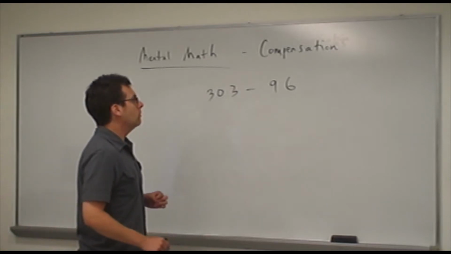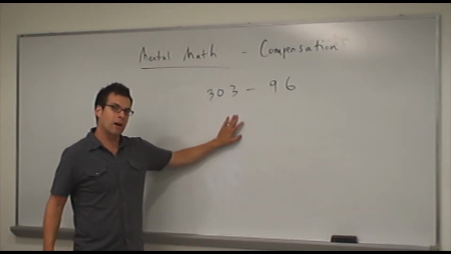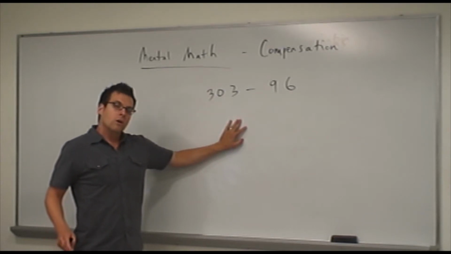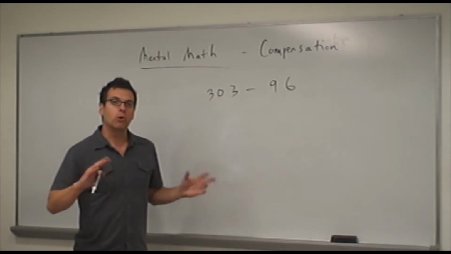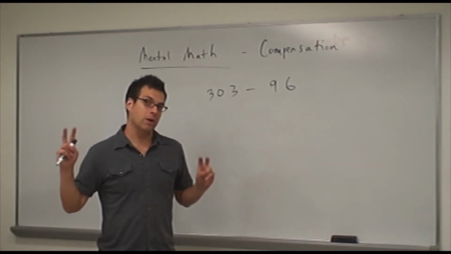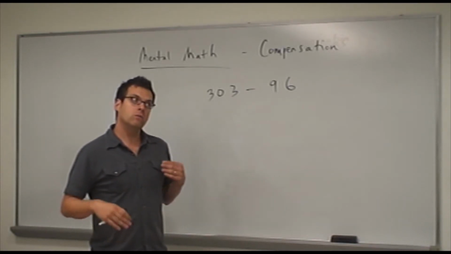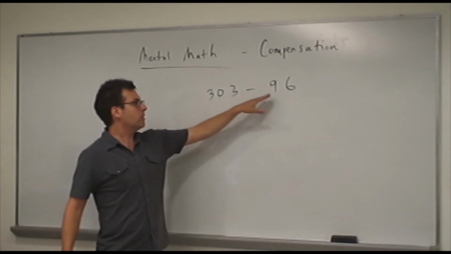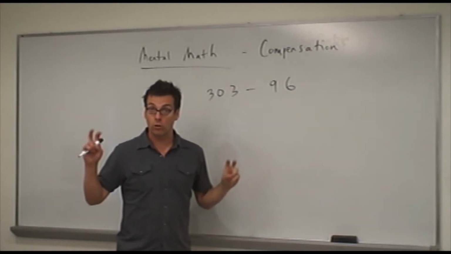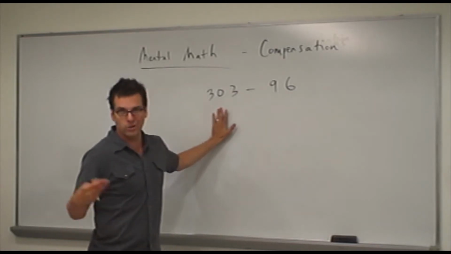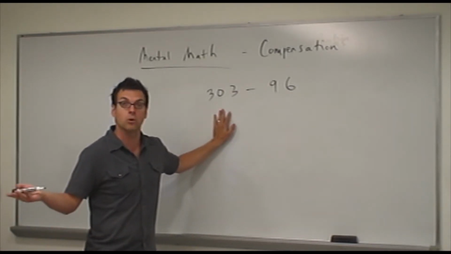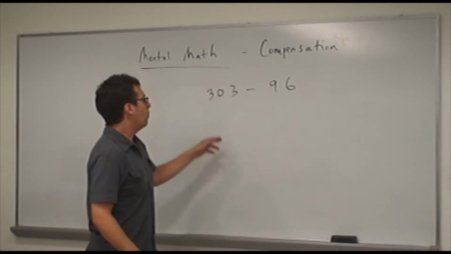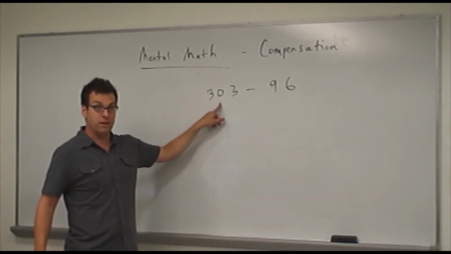So the steps here are a little bit different than they were with addition. With addition, it didn't really matter which number we chose to work with first to turn into a nice number. With subtraction, it does matter, and here's the reason why. Both 303 and 96 are kind of close to nice numbers. 303 is really close to 300, which is a nice number, easy to work with, and 96 is really close to 100, nice number, easy to work with. But what if we were to change the 303 into 300?